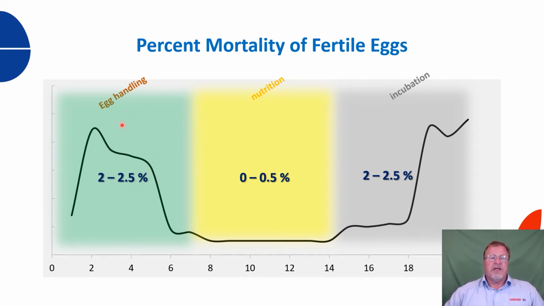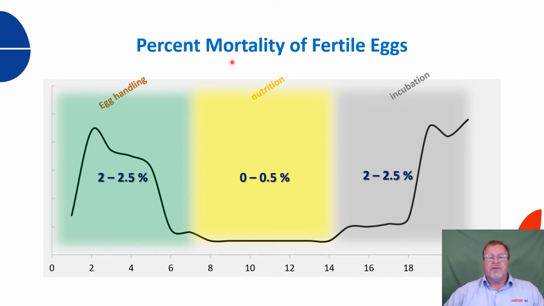When we see levels elevated above this 2 to 2.5% in that first week, we look at egg handling. Everything from the time the egg was laid to the time it gets in the incubator: transportation trucks, on-farm egg storage, frequency of handling, temperature abuse during that time period, how long they're stored. All these factors from the time the egg is laid until it gets into the incubator are considered egg handling.